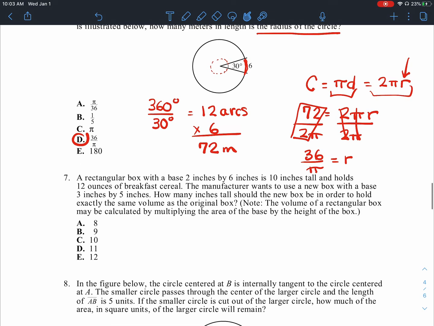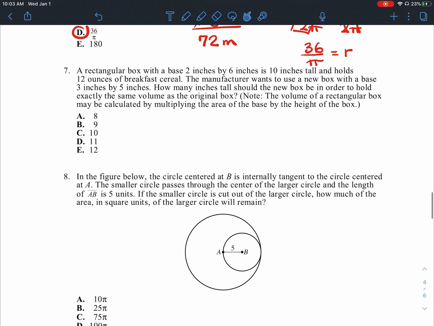All right, here we have a rectangular box. It has a base of 2 inches by 6 inches and by 10 inches tall, and it holds 12 ounces of breakfast cereal. Now let's just be clear, this is the old box. This is talking about a rectangular box, because we're going to be talking about a new box in a moment. So 2 times 6 times 10, it technically is 120 cubic inches, but they're saying they're only going to fill 12 ounces of cereal in this.